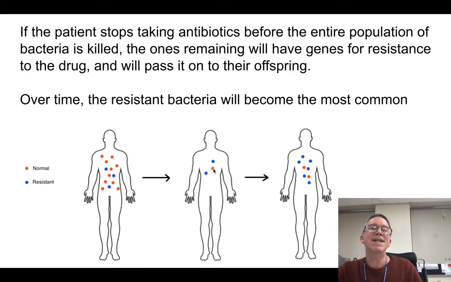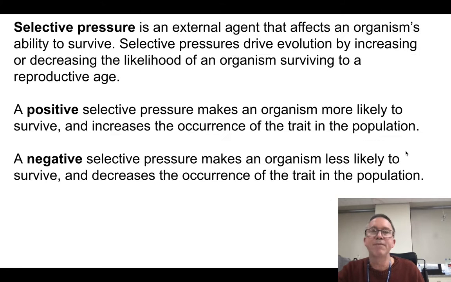If you stop taking now, then these will replicate. And now look what happened. The population that was dominated by the ones that were susceptible to the antibiotic is now being dominated by the ones that are resistant to this. And this has happened so much that there are diseases that used to be curable that are now completely resistant to all of our antibiotics. Multiple resistant bacteria. It's terrible. Okay, that's an example of selection.